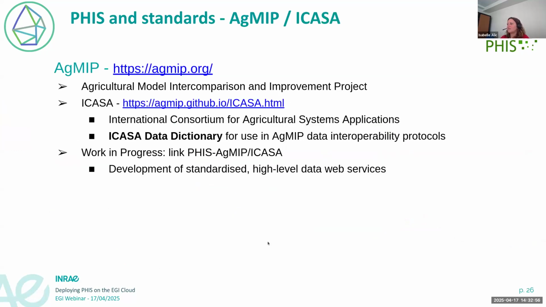Another standard is ICASA, which has been developed by the AgMIP project, the Agricultural Model Intercomparison and Improvement Project. ICASA is a very detailed data dictionary that allows you to describe all your experiments and measurements in a format that will allow you to feed agronomical models. We're working on the link between PHIS and ICASA. That means that with an ICASA data file, we'll be able to automatically create the experiment in PHIS and declare the variables, the data, and everything. So that's work in progress.